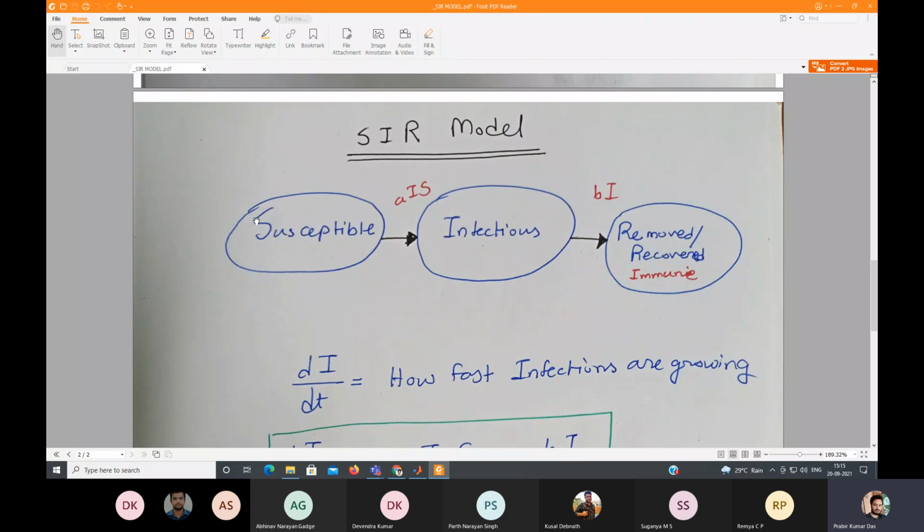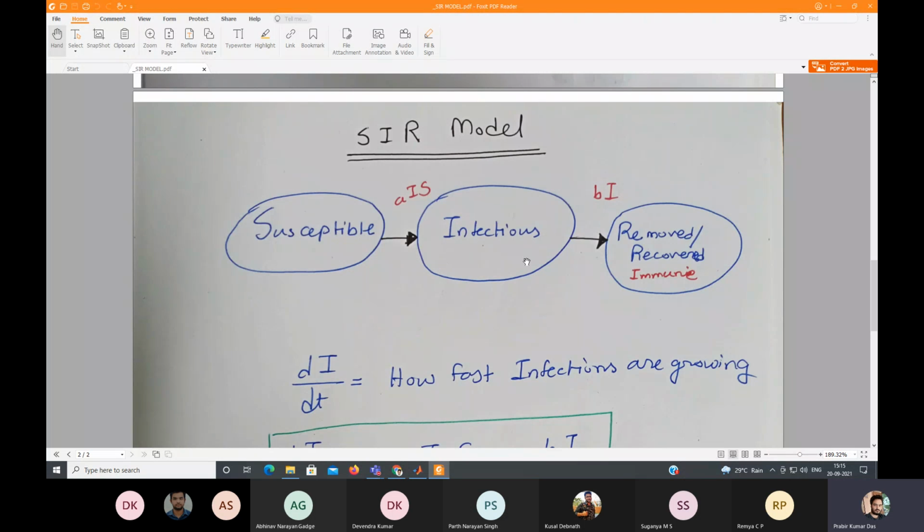Suppose S is the number of susceptible people. Among them, a few people are getting infected. Susceptible means they have a high chance of getting infected, but not all the susceptible people get infected. It is proportional: some proportion of susceptible people will get infected. We can call this a compartment. This is one compartment, the susceptible compartment.